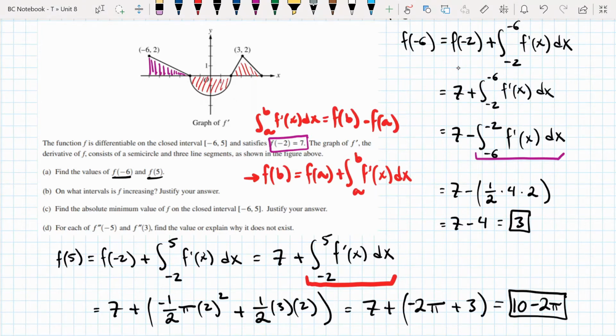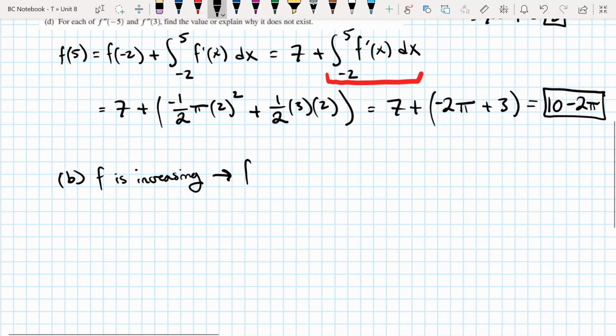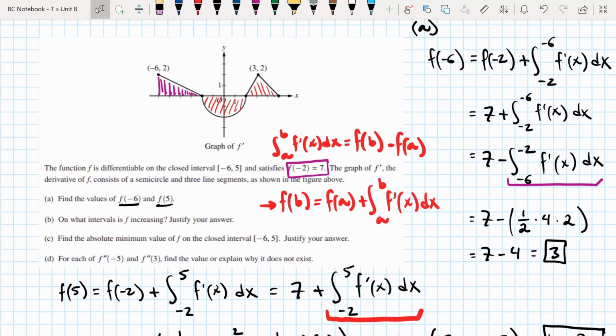All right, let's go through this next one. Where is the function increasing? So letter B. F is increasing. This is a property of derivatives: when the derivative, f prime, is positive, the value of the function will be increasing. We have the graph of the derivative, so I'm going to scroll back up here and determine the values of x where the derivative is positive, so the values where the derivative is above the x-axis. Well, that's going to be here.